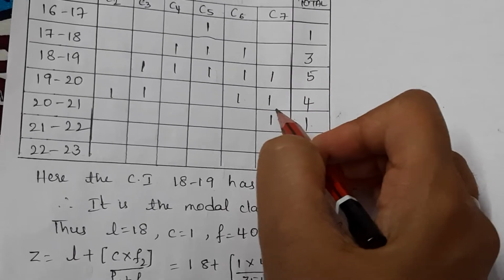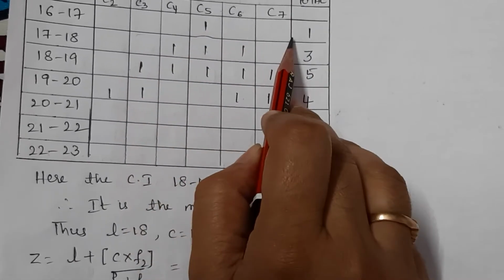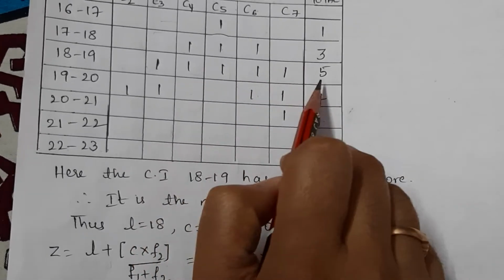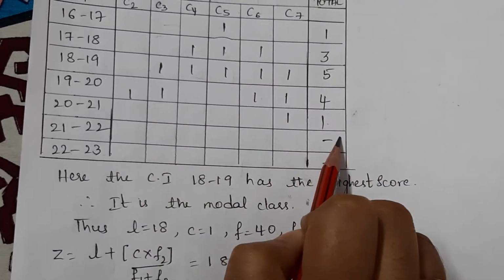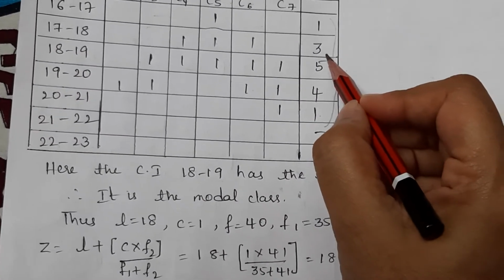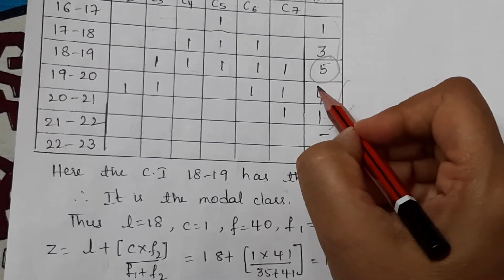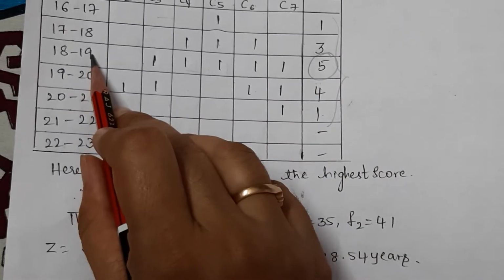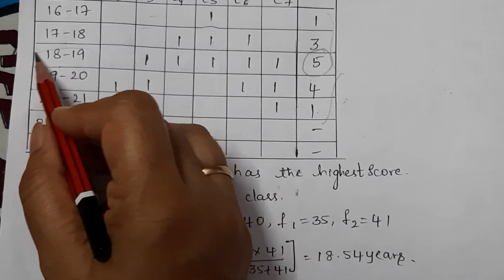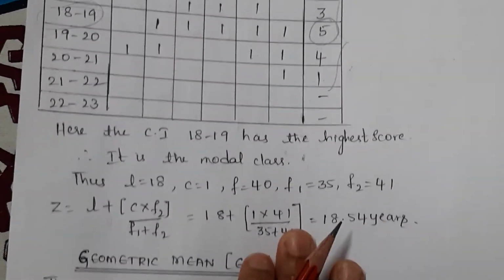Similarly, the last column. Then I should add up all these values horizontally: 1, here 3, here 5, here 4 and 1. Among these values, which is the highest value? So 5 is the highest frequency. Corresponding to this, we have class interval 18 to 19. So the modal class lies between 18 to 19.